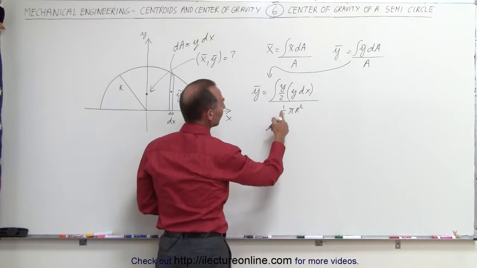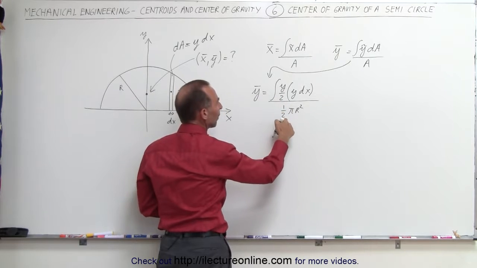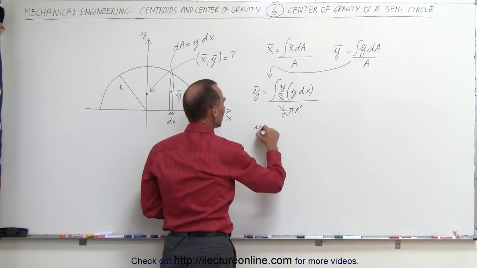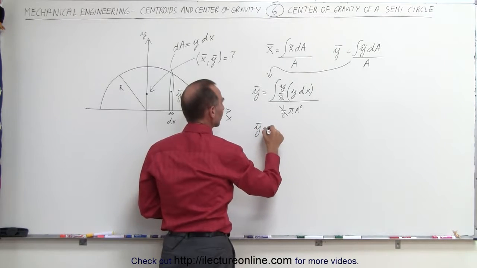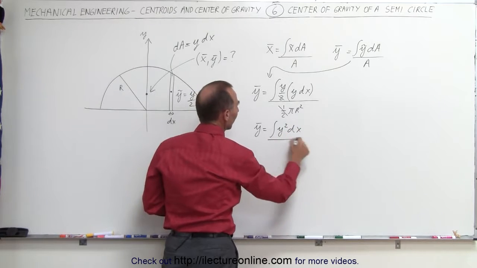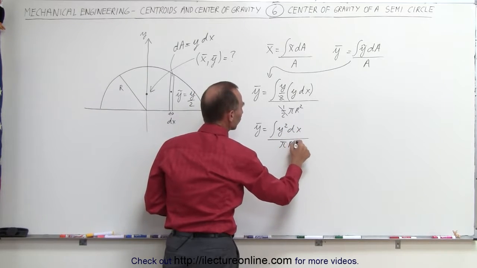Now notice that we can factor out a 1/2 in the numerator. We have a 1/2 in the denominator. They'll cancel out like that. So now we have the y-coordinate of the center of gravity is equal to the integral of y squared times dx divided by pi r squared.